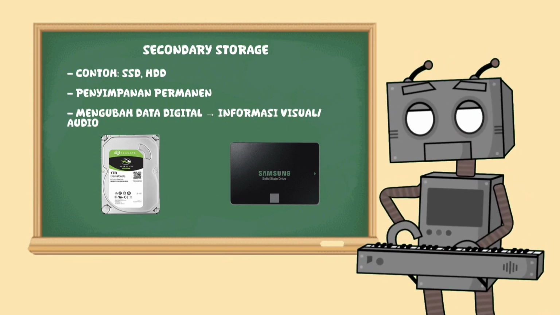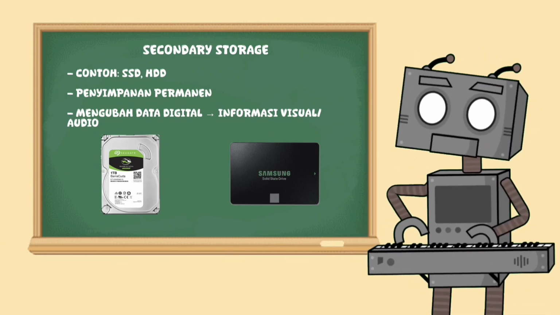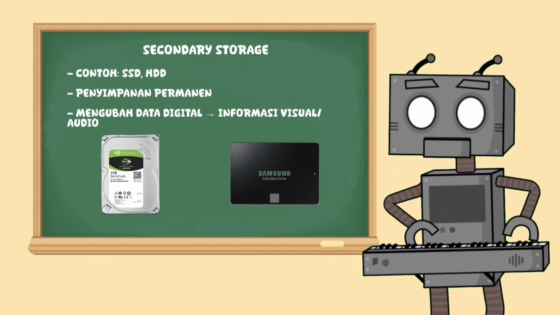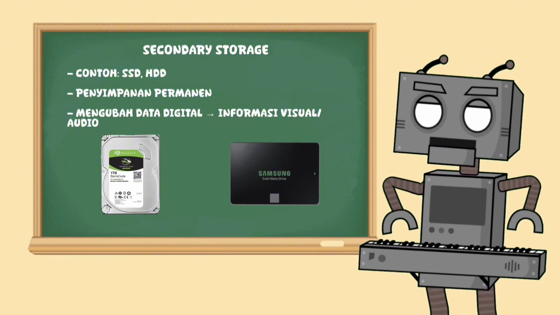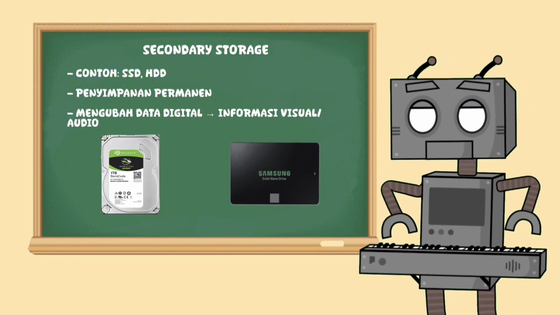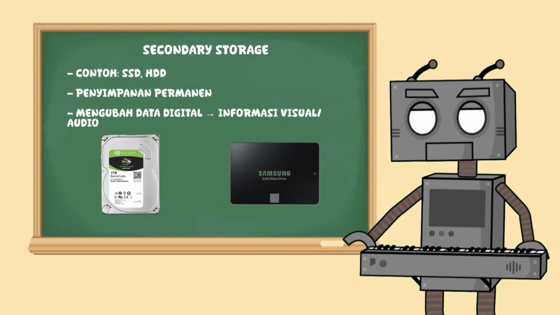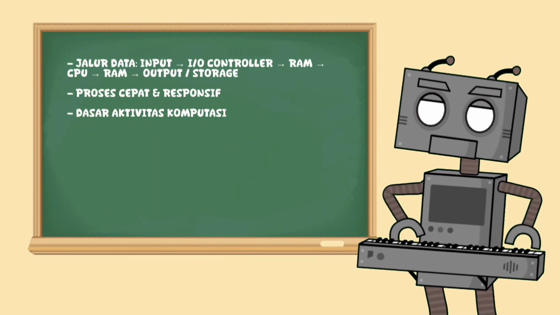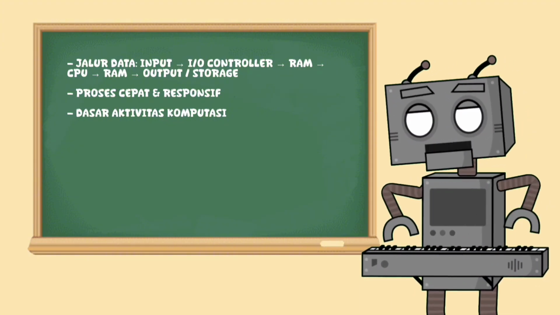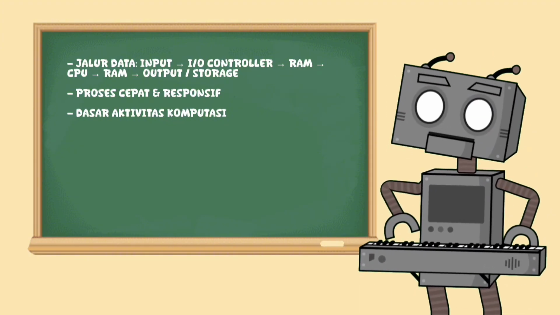In addition, if the data needs to be stored for later use, the computer will send it to secondary storage such as an SSD or HDD. This is where the data is stored permanently, so it can be accessed whenever the user needs it.